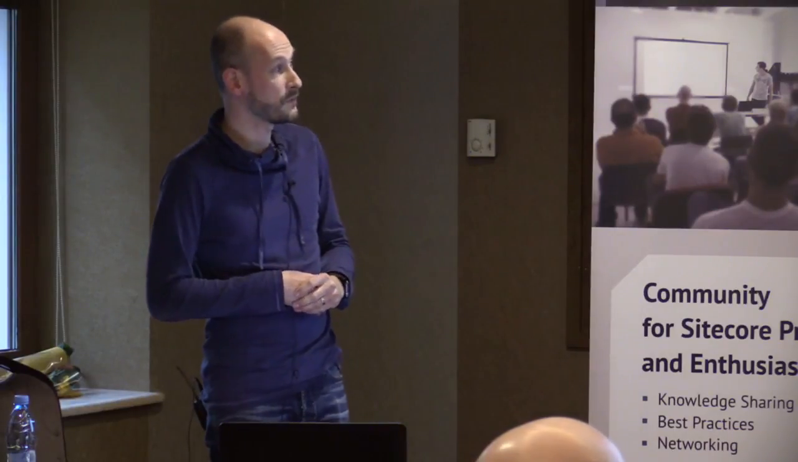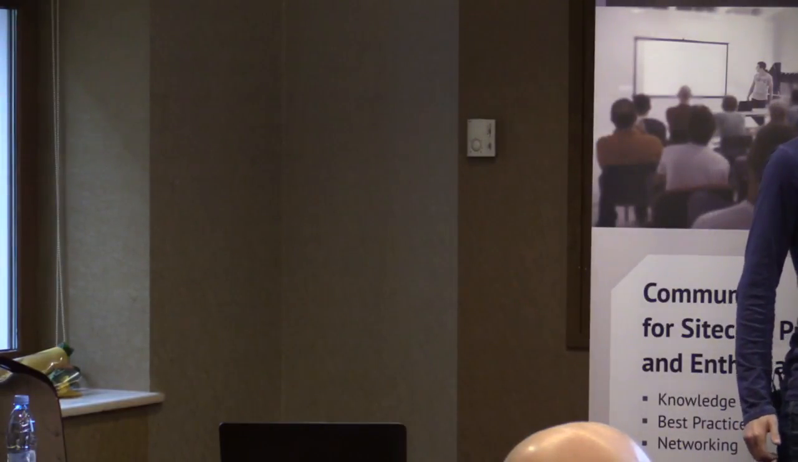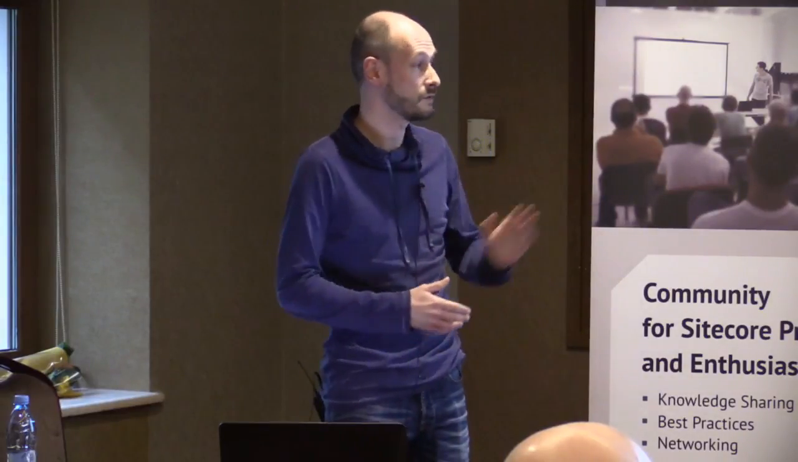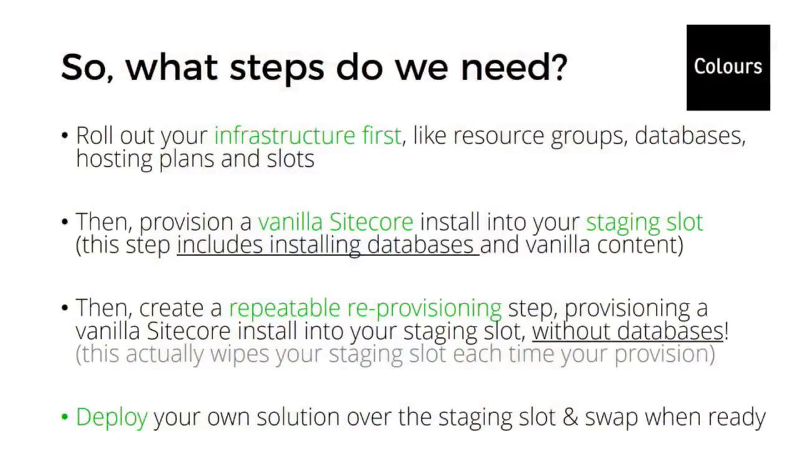The next step is that we want to provision a vanilla Sitecore install into a staging slot. And we want to install databases here because we do not have an environment yet. And the third step is we're actually going to repeat this step. So it's the same script, but without the databases. And we need a different web deploy package for that. Sitecore provisions those web deploy packages for you, but they contain a database. So we're going to strip them out. And the fourth step is deploying your solution over the staging slot when you're ready. And if you do this, you have two initial steps, and these steps can be repeated over and over.